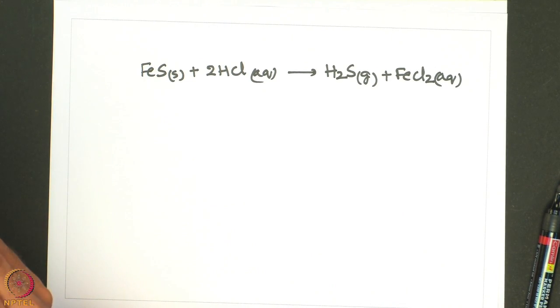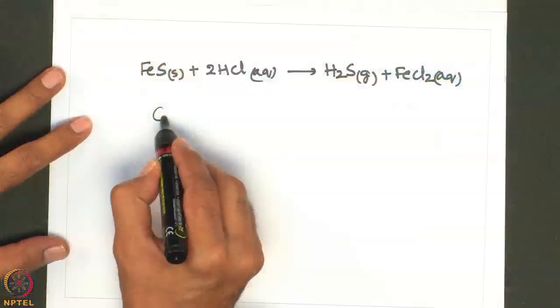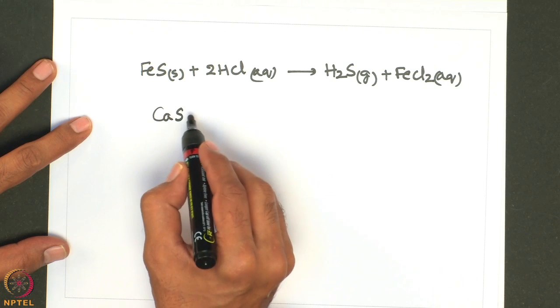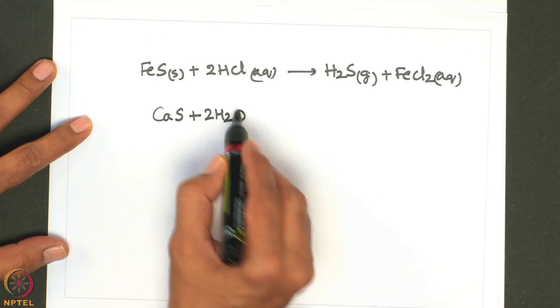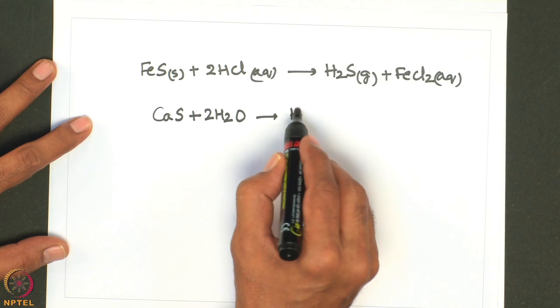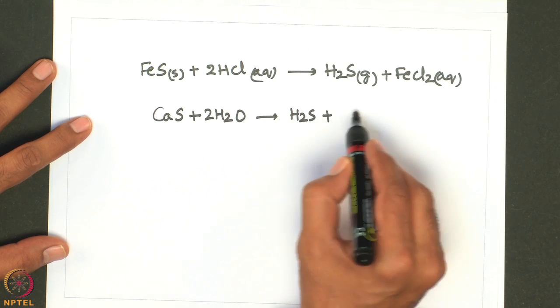Hydrolysis of calcium or barium sulfides also produces pure hydrogen sulfide. For example, if you take calcium sulfide and treat it with water, it gives H2S and calcium hydroxide.